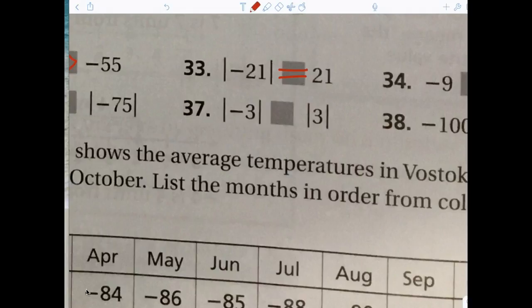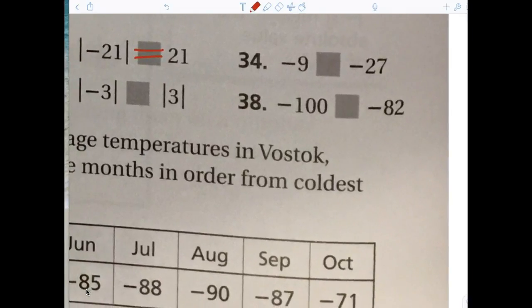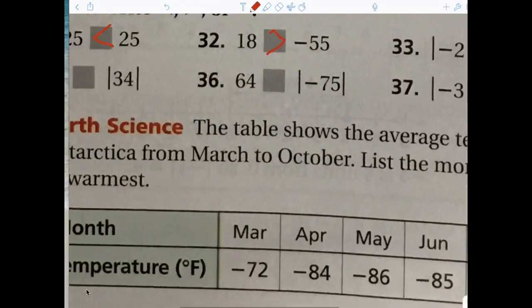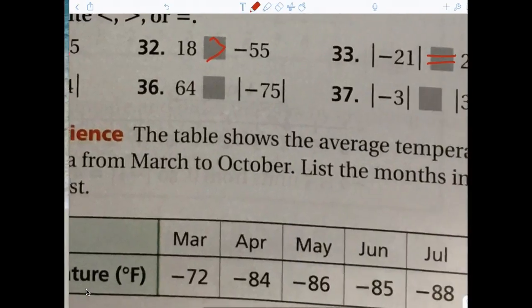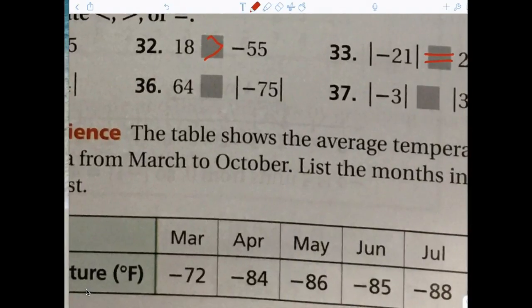All right, Bradley, you're up. Perfect, guys. I like the way you're saying it. 35, up here. Jack, yes, they're equal. Don't stutter on that. That's perfect. All right, you know the absolute value of 34 is 34, right? Easy. All right, 36, Avery.